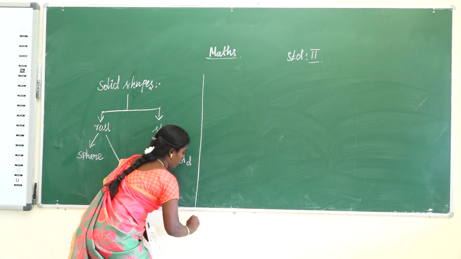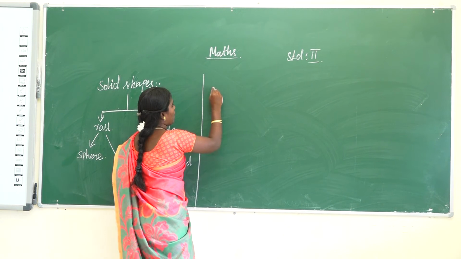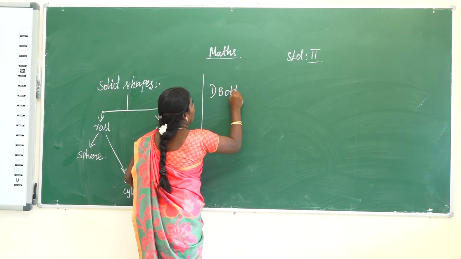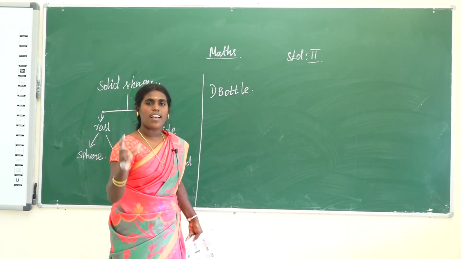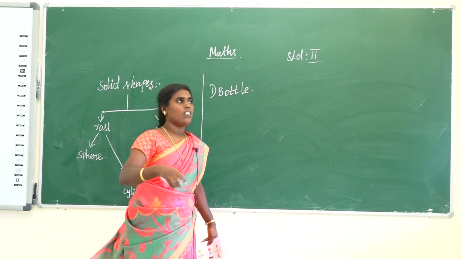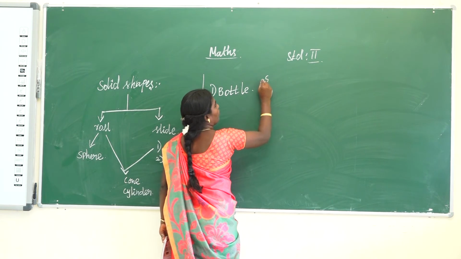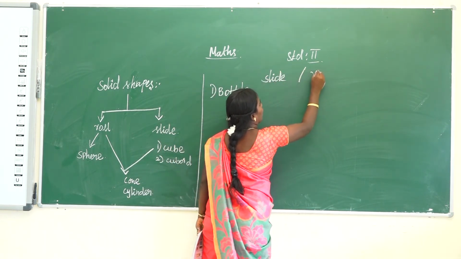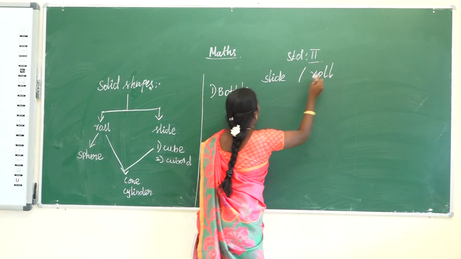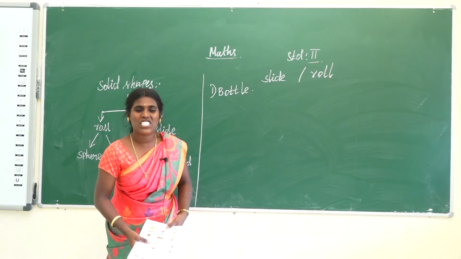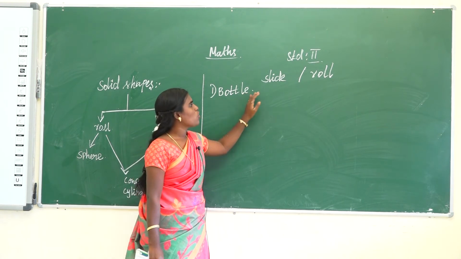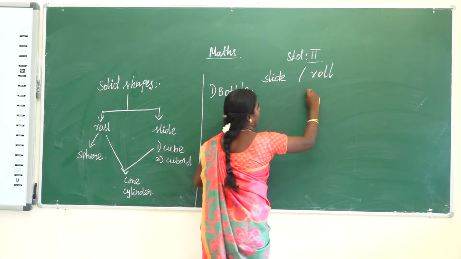Say the first one is bottle. Is the bottle a slide or a roll? Tick your response. Okay? Bottle is a cylinder shape. Every water bottle has a cylinder shape, so that is rolling.